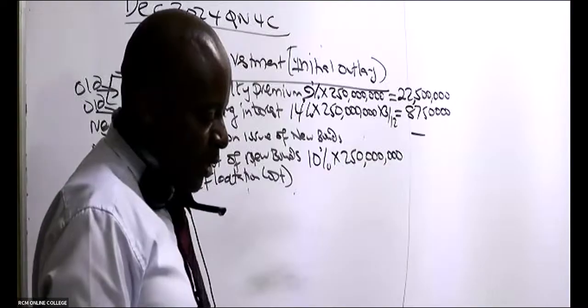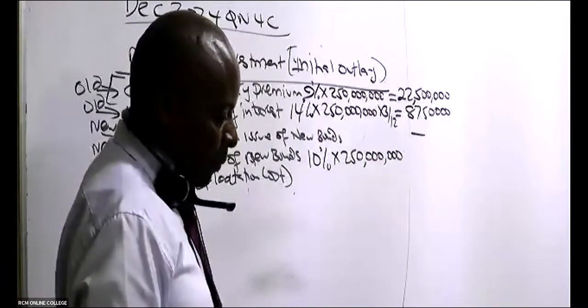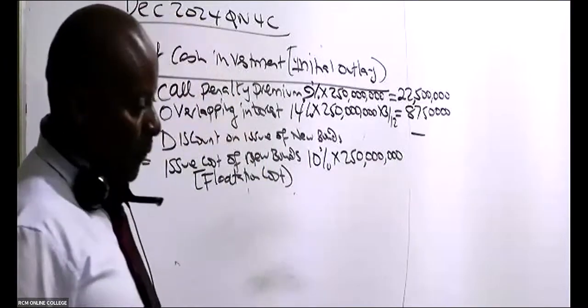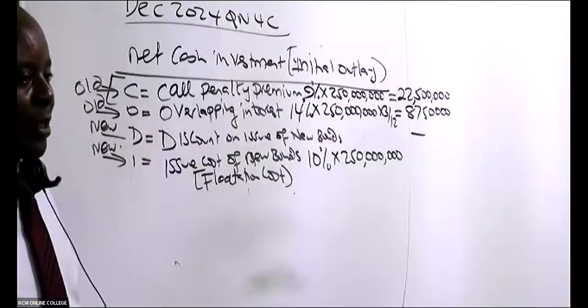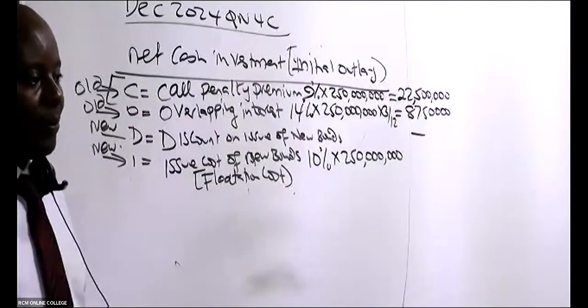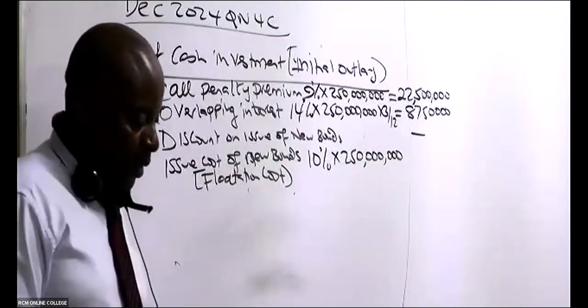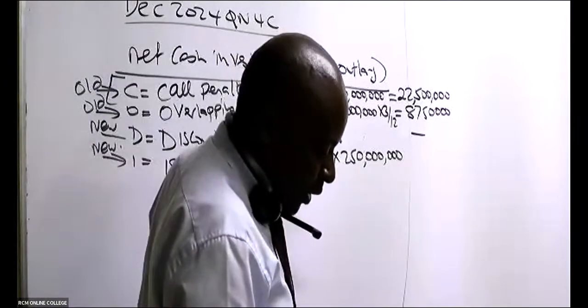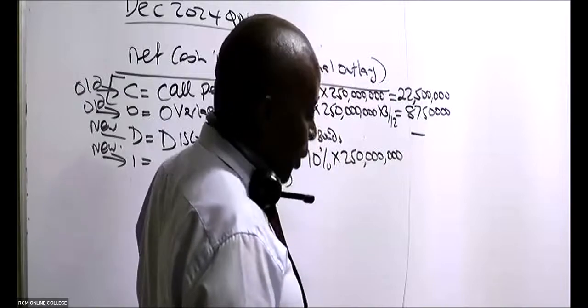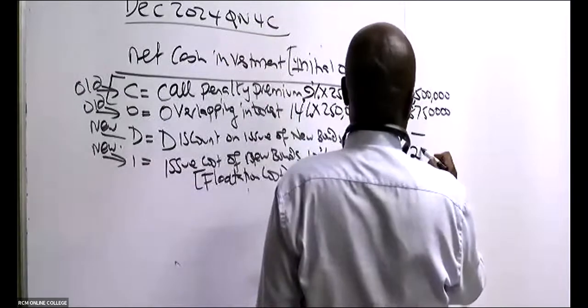So in this case here, we have 10% of the gross proceeds, which are 250 million. 10% of that. So this gives us what here, somebody? 25 million, right? 25 million.